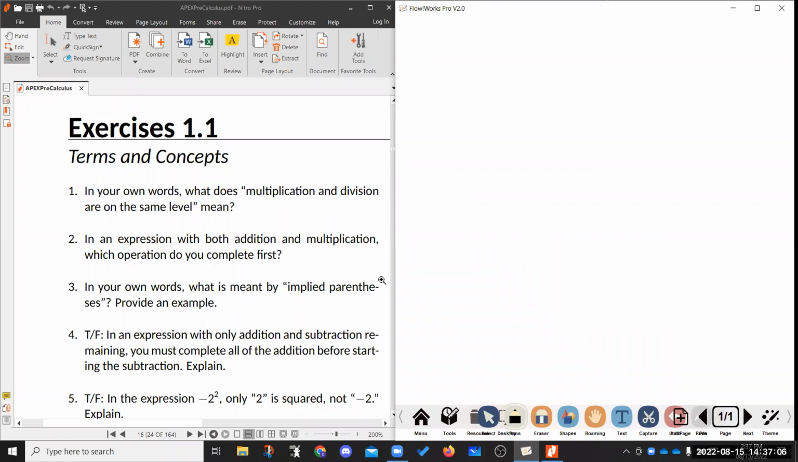In your own words, what does it mean to have implied parentheses? I'm going to give some examples. A good example is a fraction, where we have something like 3 minus 4 over 3 squared minus 2 times 3. I can't do this division until I have a numerator and a denominator to simplify. So there are implied parentheses around the numerator and around the denominator.